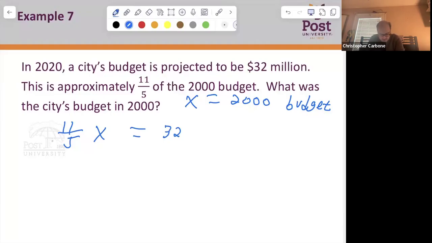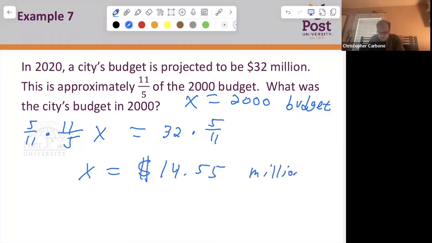We could multiply both sides of this by the reciprocal to get rid of that fraction. So 5/11. So 32 times 5/11 will give us this value of X, which unfortunately is not a nice number. It runs to be about $14.55 million for that 2000 budget.